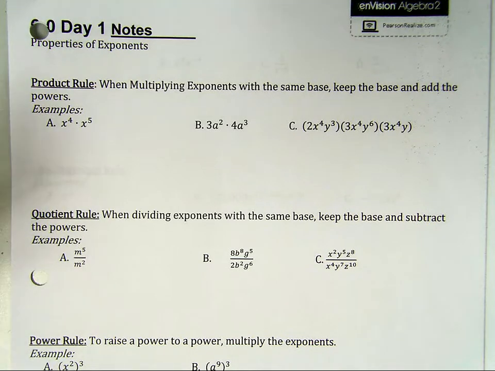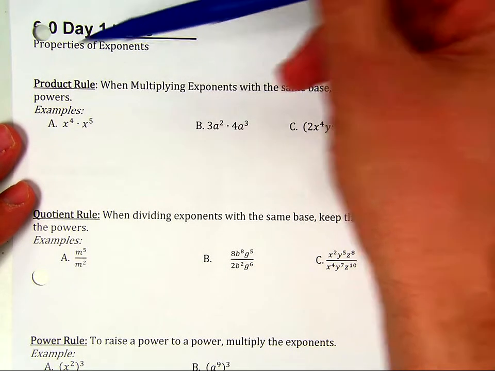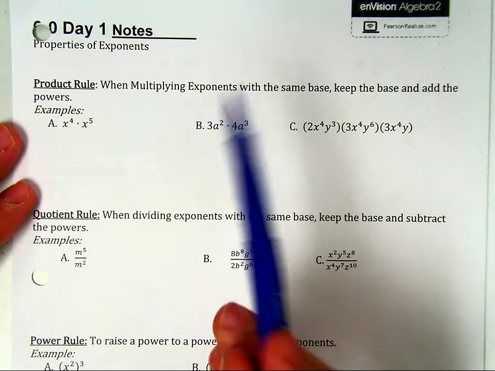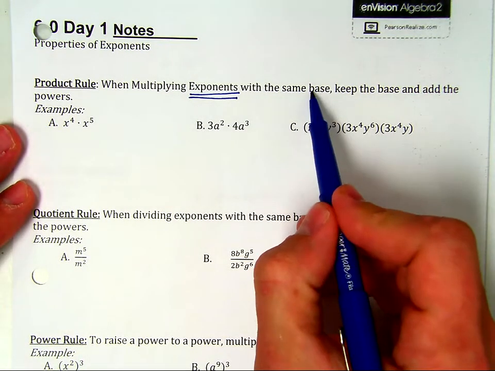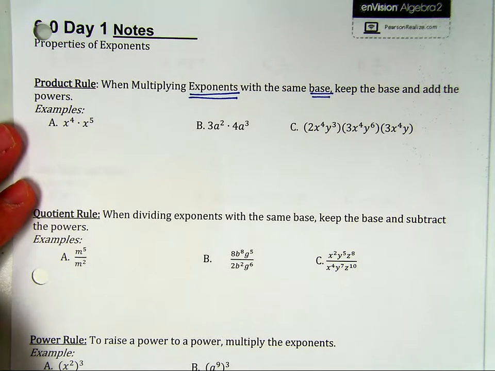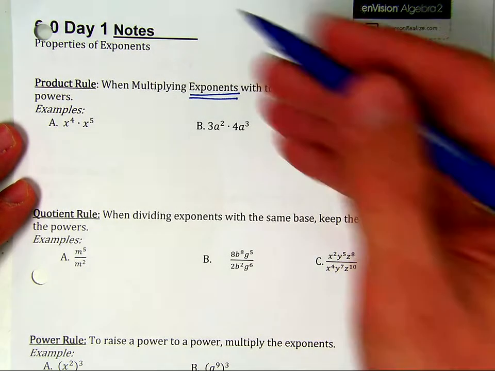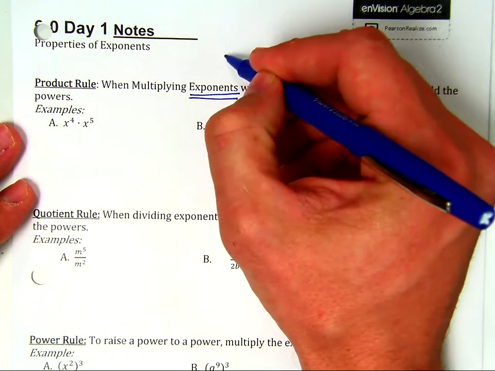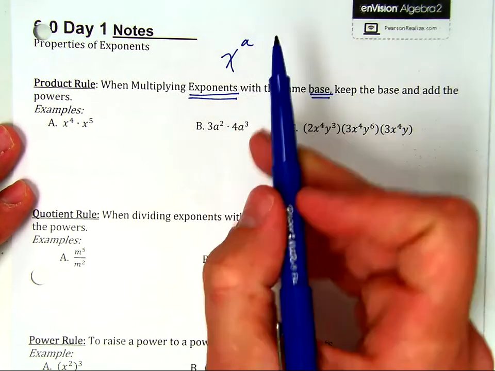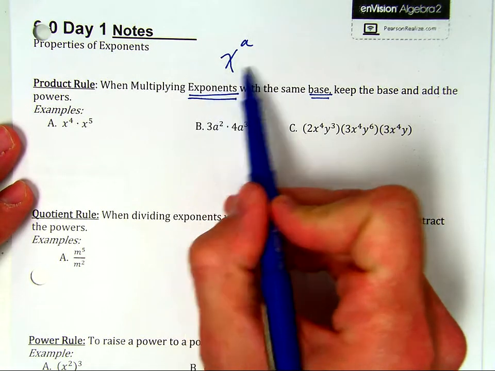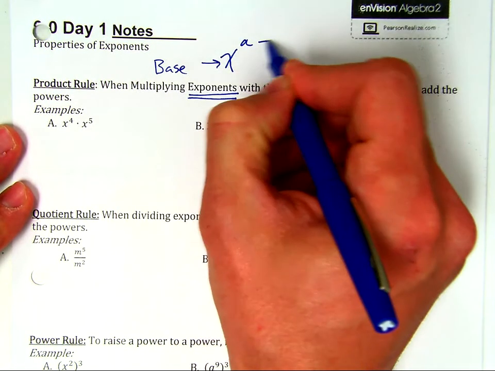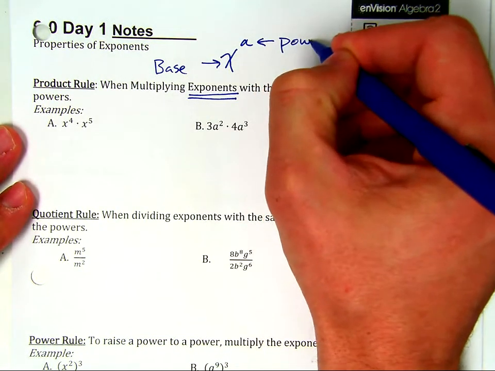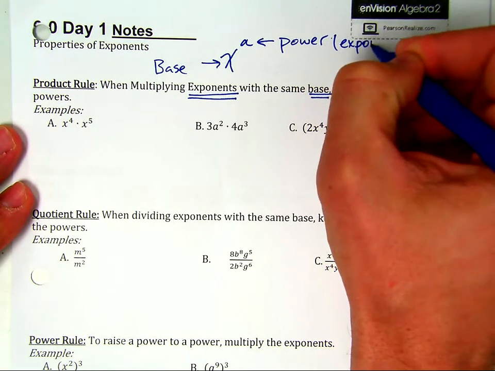So the first property that we're looking at is the product rule. What this is saying is that whenever you are multiplying 2 exponential expressions, and those expressions have the same base, you keep the base and you add the powers. Now, first off, what is a base? What is an exponent? So let's say that we have an expression like x to the a. This right here is an exponential expression, where the big number underneath is what we call the base, and the top number is our power, or the exponent.